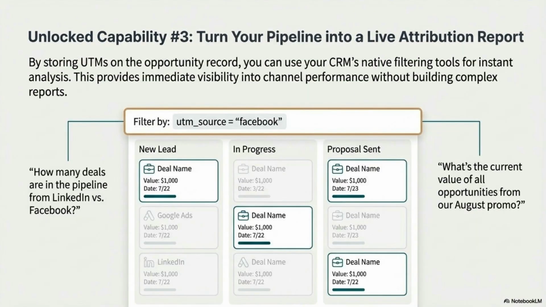With UTMs stored on every opportunity, your pipeline becomes a live attribution dashboard. You can instantly filter your deals by source, medium, or campaign and answer important questions like: how many deals came from Facebook versus Google? What's the total value of opportunities from our August promotion? This is real-time visibility without needing complex reporting tools.